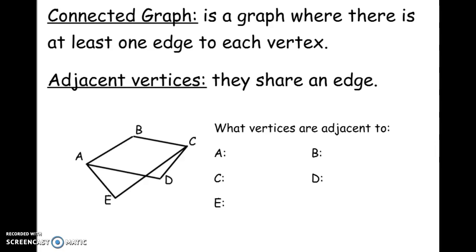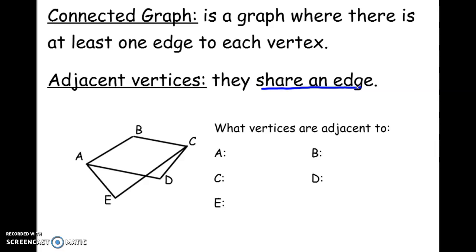Okay? And then adjacent vertices. If you think of adjacent angles in geometry, that means they're right next to each other. But this one has to be a little bit more specific, because just because D and E are right next to each other doesn't mean they're adjacent vertices. They also have to be connected. They need to share an edge.